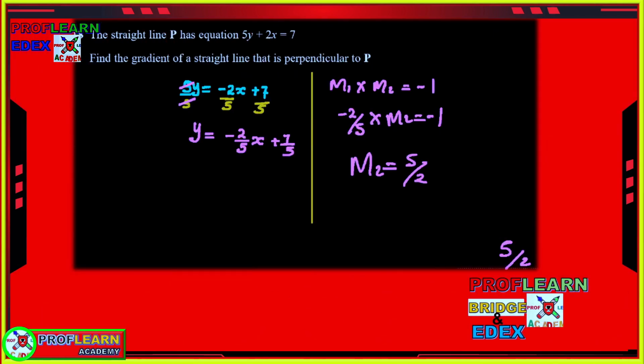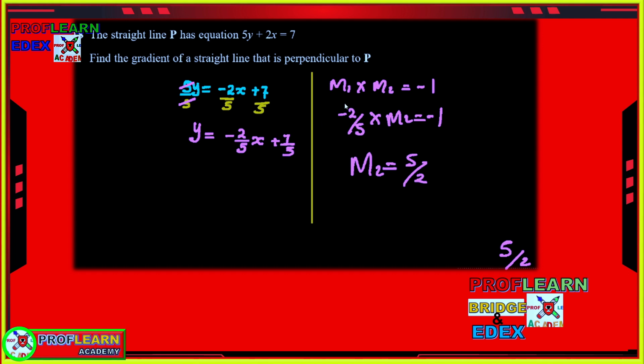Right, so next, 18. A straight line P has the equation 5y plus 2x equals 7. We are supposed to find the gradient of the straight line that is perpendicular to P. So first we have to make this line in the form y equals mx plus c, and then we divide by 5 both sides, taking 2x to the other side first, it becomes -2x, then divide by 5 all through. We are going to get y equals -2/5 x plus 7/5.